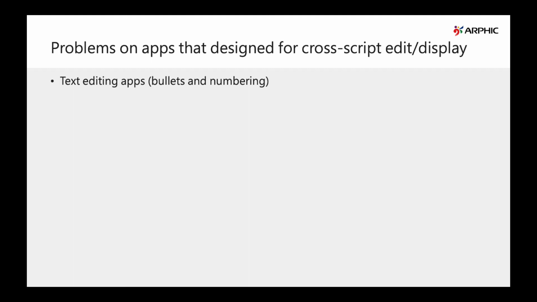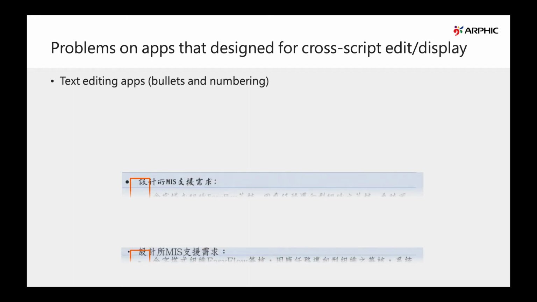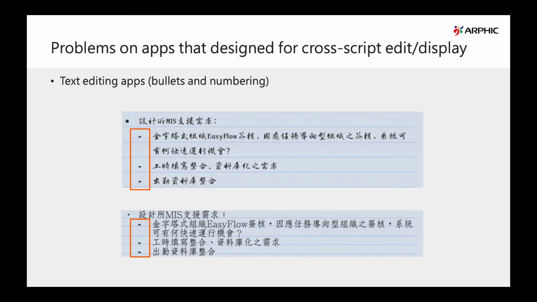Then some problems on text editing apps. Take daily notes of ours for example. The Unicode of the bullet marked in red box is U+2043, a hyphen bullet. And normally it doesn't exist in any Chinese or Japanese character set, including Big5, GB2312, GB18030, JIS X 0213, or JIS X 0208.